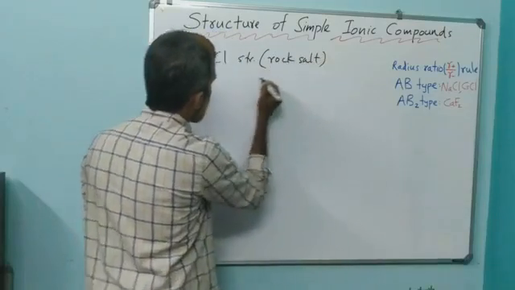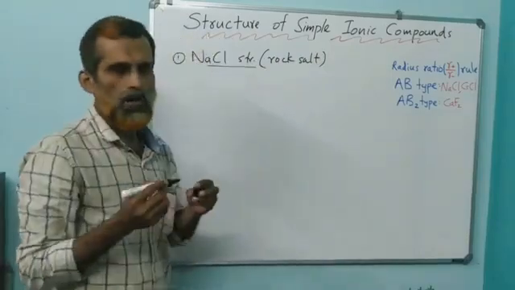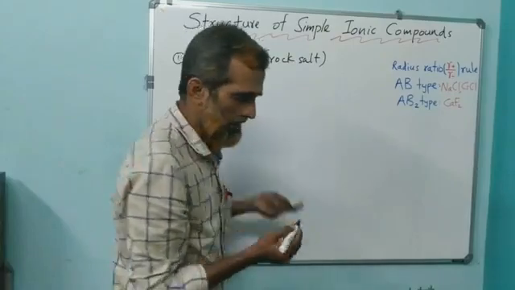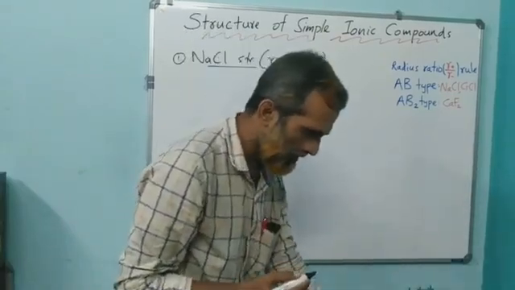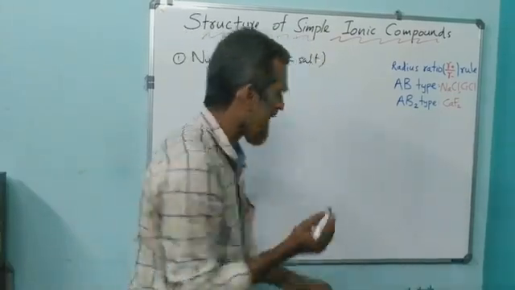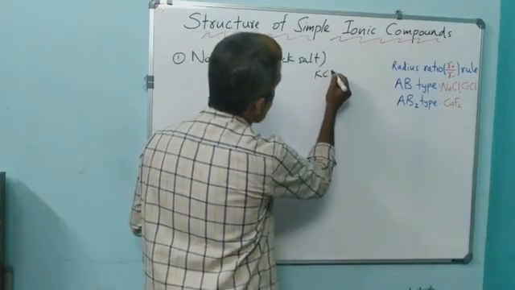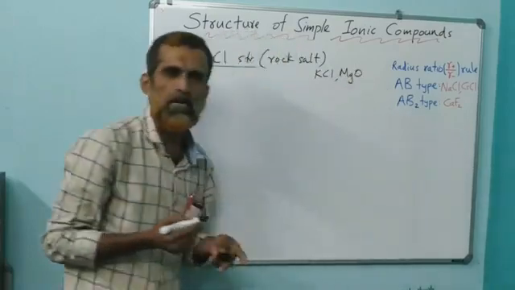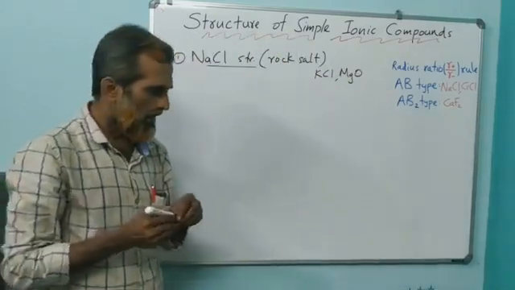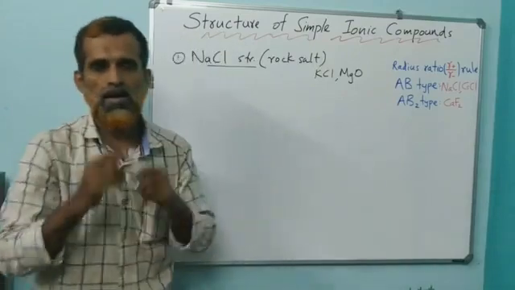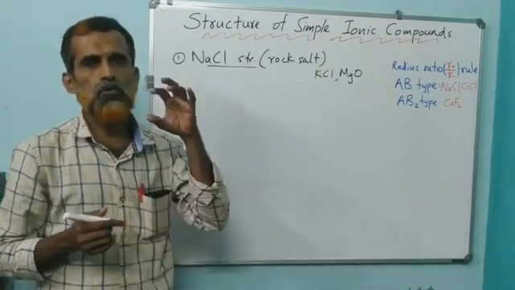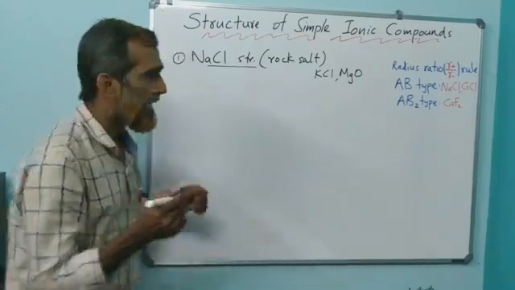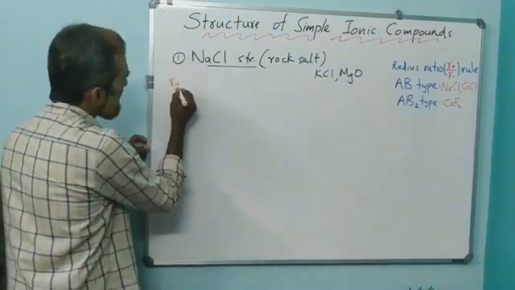The NaCl structure is popularly called the rock salt structure. This is a model structure. There are many other ionic compounds having the same structure, like sodium chloride, potassium chloride, magnesium oxide, silver chloride, etc. All are having the same structure. When we discuss the structure of one ionic compound, we have to emphasize various points. Like, what is the radius ratio? That's the first thing.